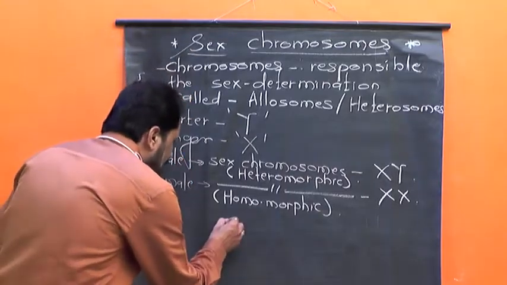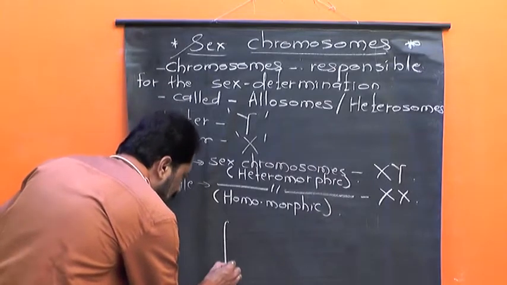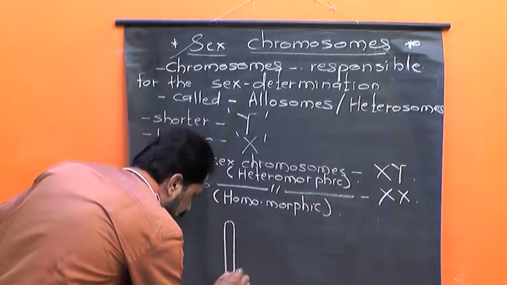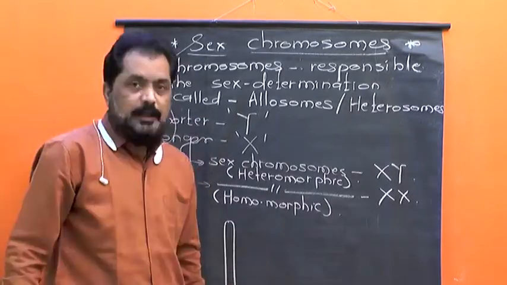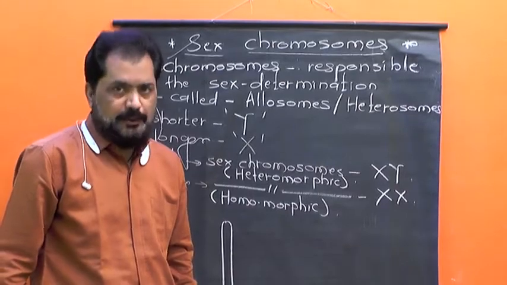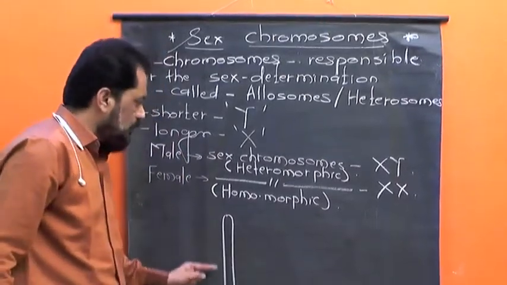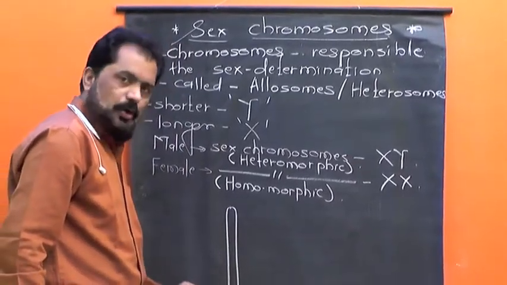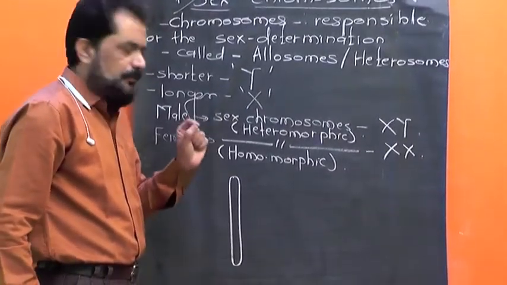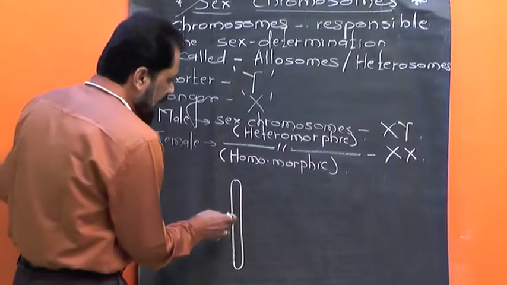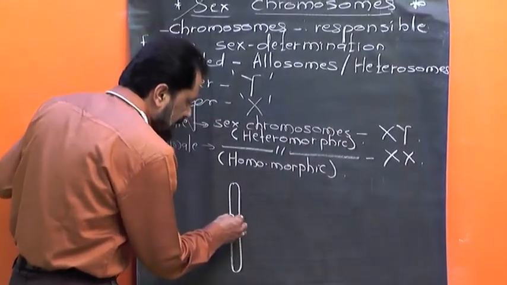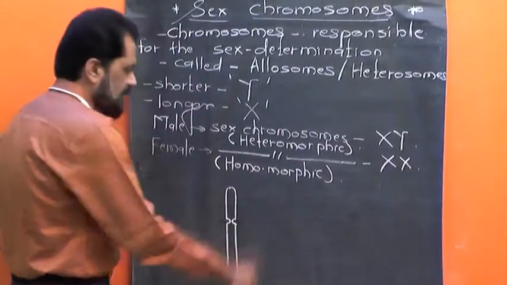Say the X chromosome is longer, rod-like, having the length of about 5 to 5.5 micron. So X chromosome is longer, rod-shaped, with length 5 to 5.5 micron, and this X chromosome is submetacentric.